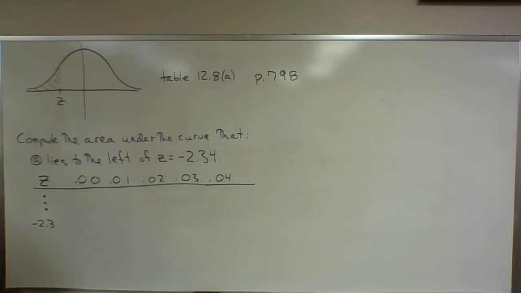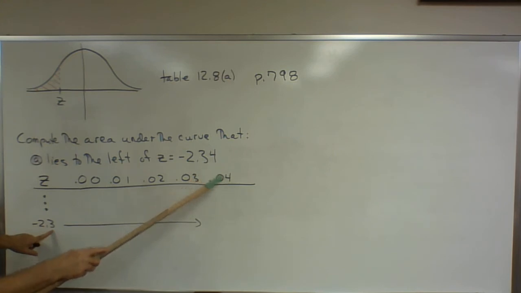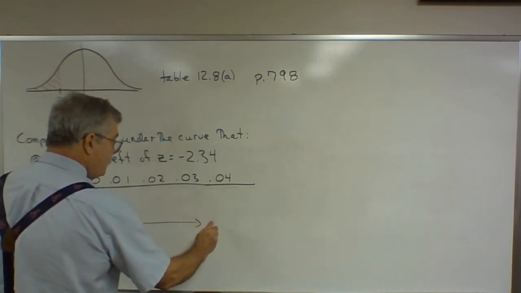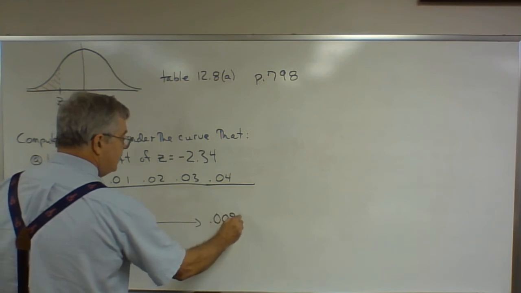So we go to our table, and at the far left, there's a column that's headed by z. We go down the z column until we hit negative 2.3. And to get this digit 4, we have to go over to the column headed by 0.04. This column gives us the 4. And we should see in the column headed by 0.04, 0.0096.